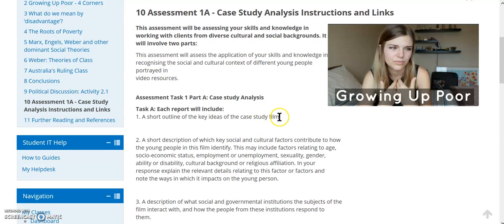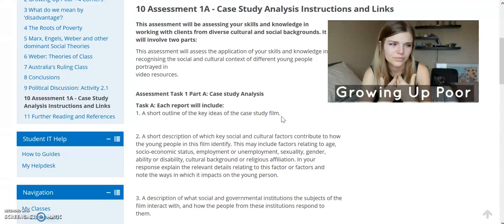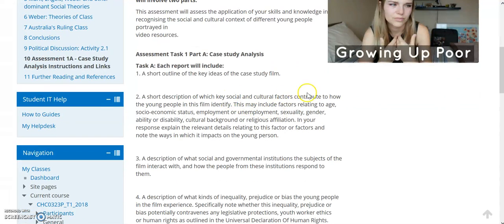How many families did we see? What was the focus topic of the information in the video? What did you get out of the video? Describe social and cultural factors and how they contribute to young people. So looking at people from lower socio-economic backgrounds, using that sort of language as well.